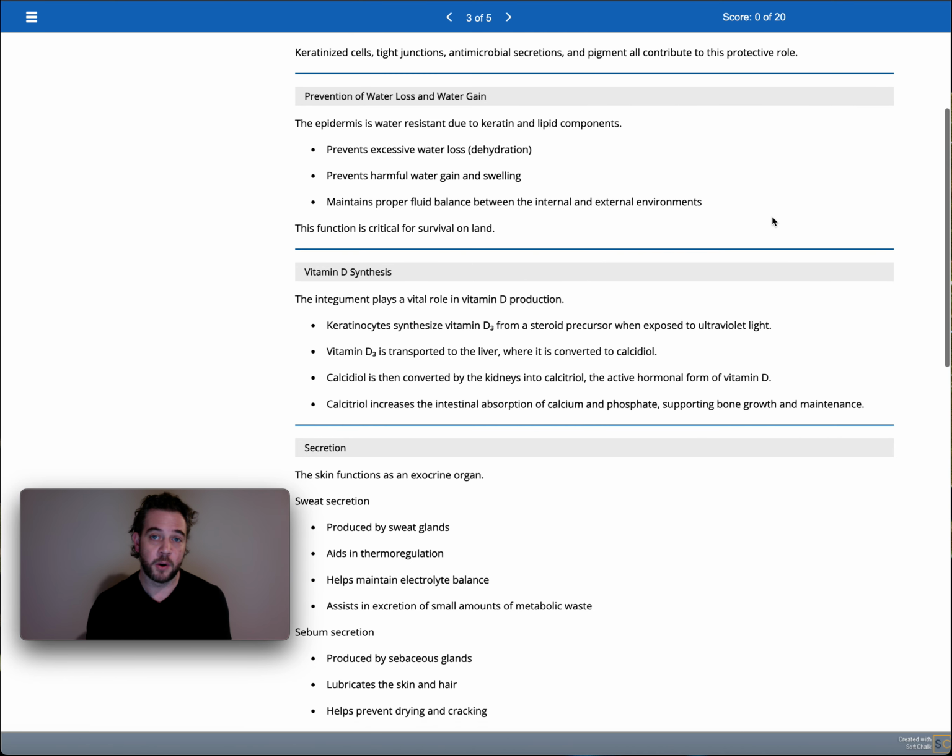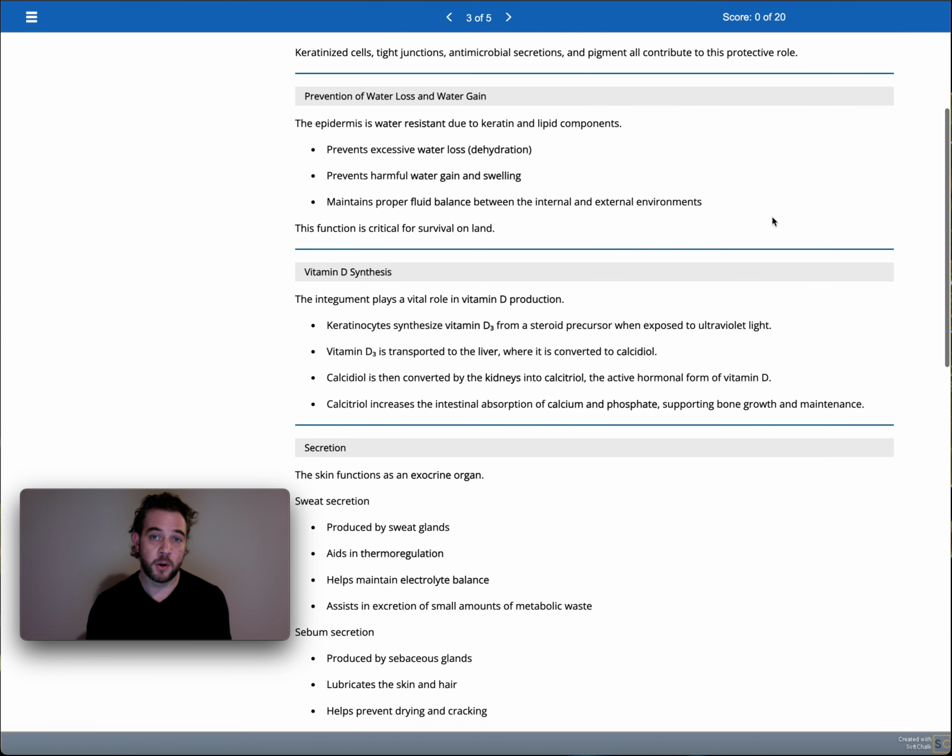Vitamin D synthesis, so this is the one I was talking about when we see populations migrating from equatorial Earth, north and south, they start to get exposed to less sunlight. Sunlight is crucial for vitamin D synthesis. It stimulates that synthetic process for us to be able to absorb calcium and make sure we're maintaining proper calcium levels in our blood and our bones.